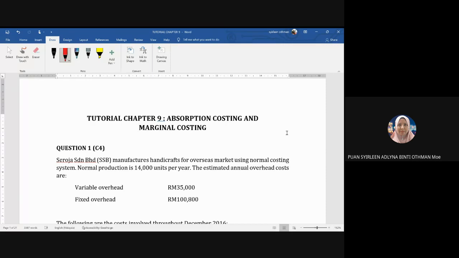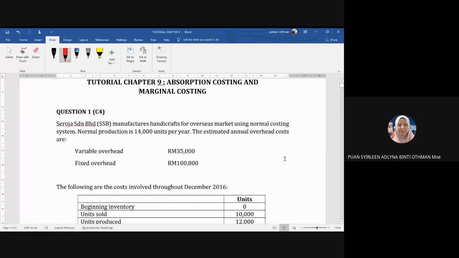Okay, so kamu tengok soalan 1 bahagian atas soalan ni, kalau kamu tengok, dia bagi maklumat kita guna normal costing. Okay, satu maklumat yang penting. Lepas tu dia bagi kamu normal production. So ini ialah sebenarnya basis, basis untuk kamu kira POR.